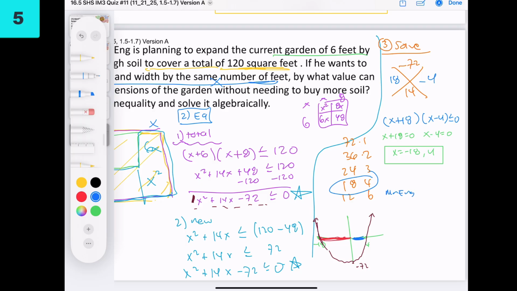Mr. Ng can increase the garden length with the same amount from 0 to 4 feet.